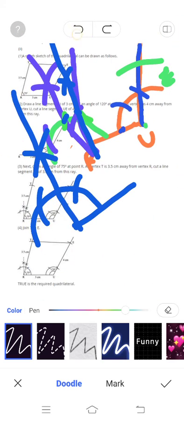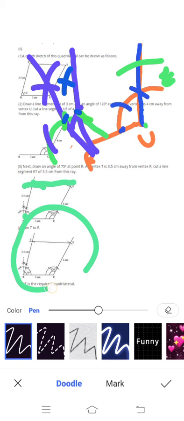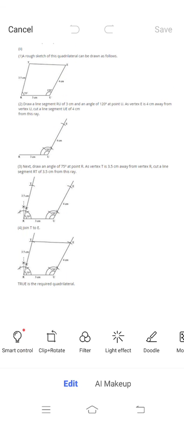After drawing 75 degrees, here what they have given is to cut the line segment RT of 3.5 centimeters from this arc. So here with R as center, 3.5 centimeters, cut an arc, then join these two, you will be getting the quadrilateral TRUE. So using this procedure, you just solve question number 1 and 2 of exercise 4.4. Thank you.